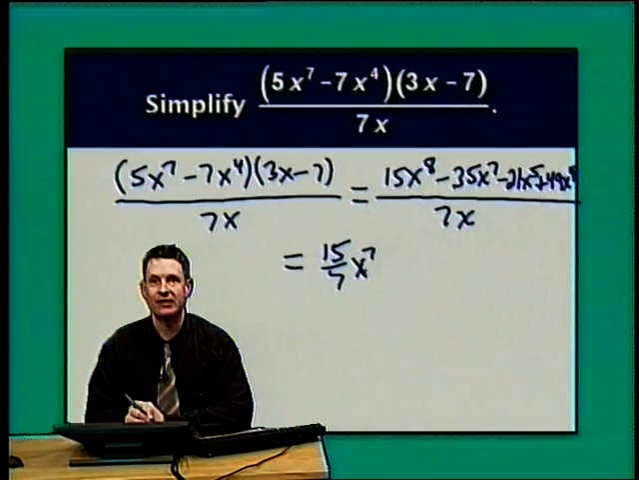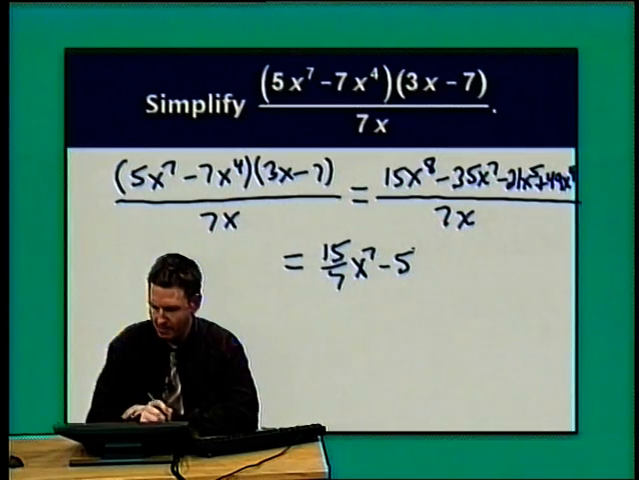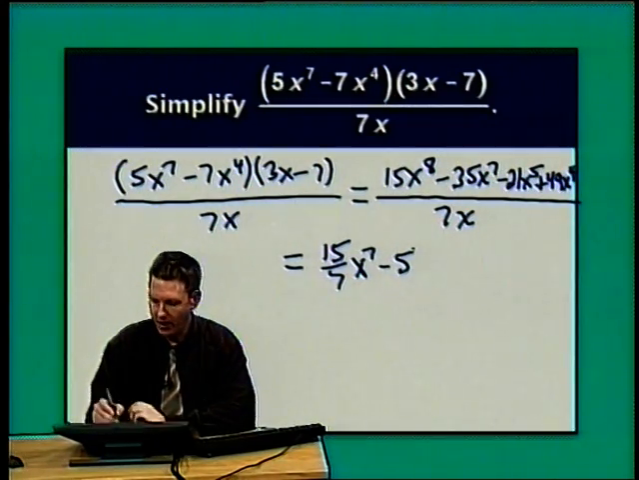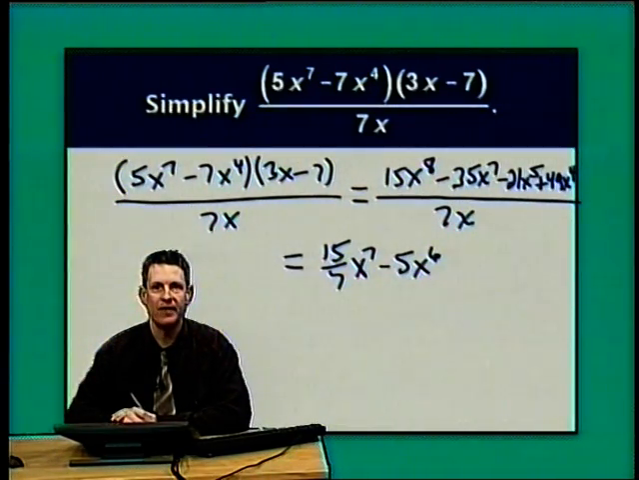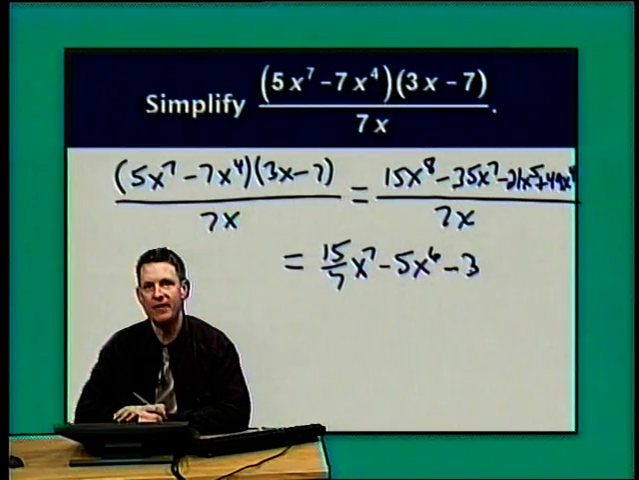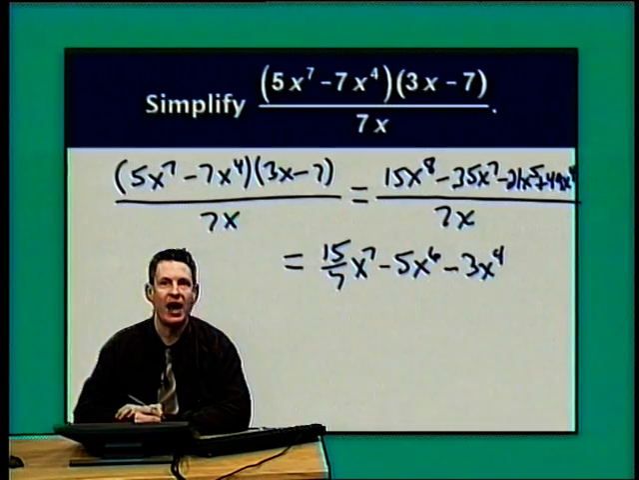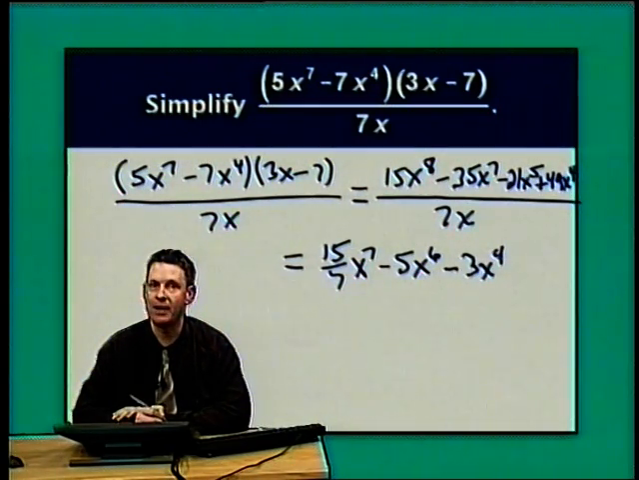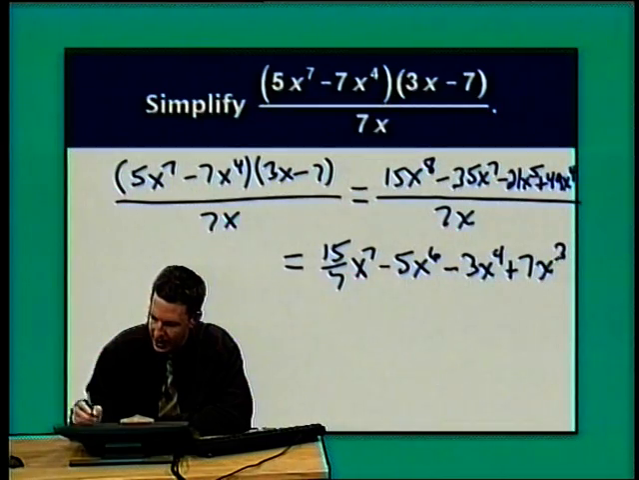minus 35x to the 7th over 7x. Minus 35 over 7 gives me a coefficient of minus 5. X to the 7 over x is x to the 6. Now we have minus 21x to the 5th divided by 7x. So our coefficient is minus 21 divided by 7, which is minus 3. And in terms of x's, x to the 5th divided by x is x to the 4th. And finally, we have plus 49x to the 4th divided by 7x. The coefficient is 49 over 7, which is plus 7. X to the 4th divided by x is x cubed.